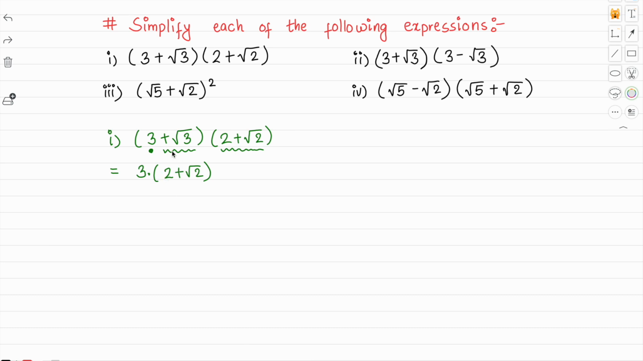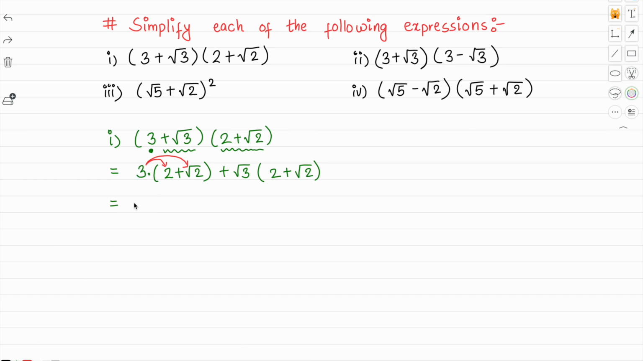But for now we are just writing we have to multiply this 3 and 2 plus root 2, and then we have our plus root 3, and again we have to multiply this 2 plus root 2 with our root 3, right? So let's just copy that. So we have 2 plus root 2. Now we just multiply these 2 plus root 2 with our 3. Okay, so when we multiply these numbers, we have to multiply this 2 by our 3, and we also have to multiply this root 2 by our 3.